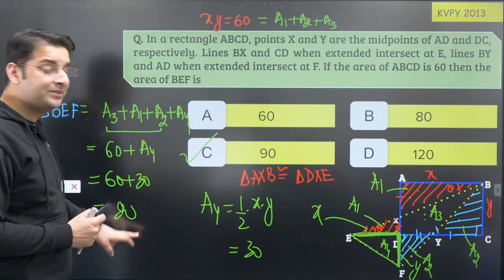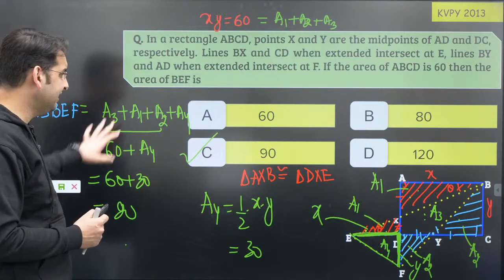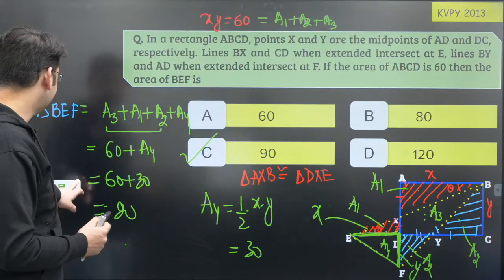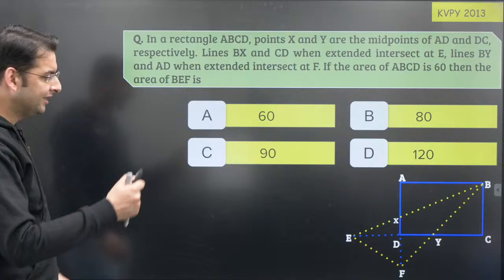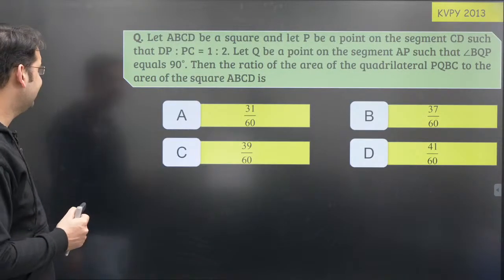Chalo. I hope this is clear to you. Yes, can you all confirm? So answer to this is 90, which is option C. This is clear, and I hope यहाँ से समझ में आ चुका होगा. मैंने बहुत डिटेल में समझा दिया है. So let us move ahead, guys. 90 was the correct answer.